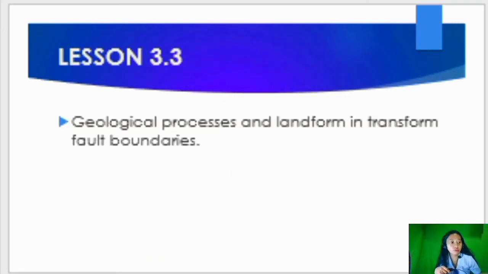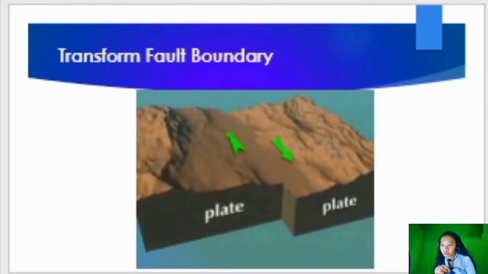So let's go to our lesson 3.3, which is the last type of the plate boundary, the transform fault boundary. The transform fault boundary, also known as the strike-slip boundary, will be discussed with the famous San Andreas fault as the main example. I hope you are familiar with the San Andreas fault.